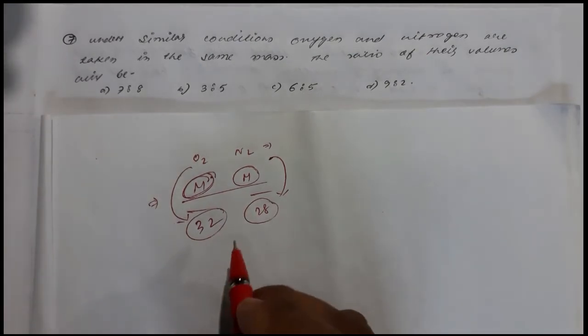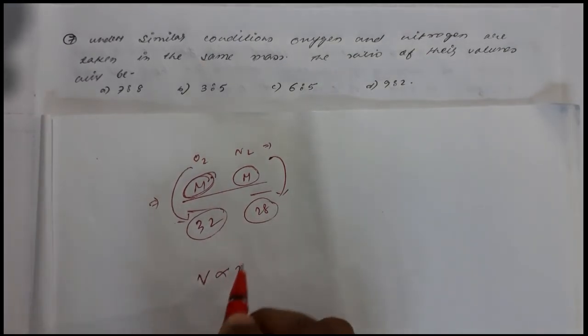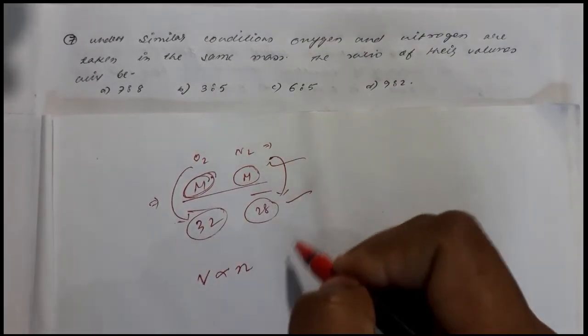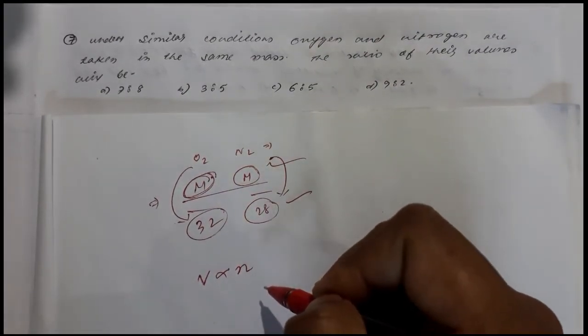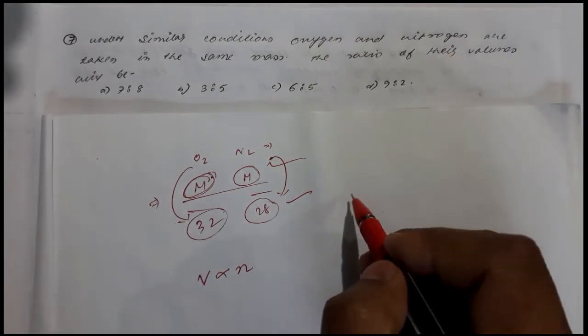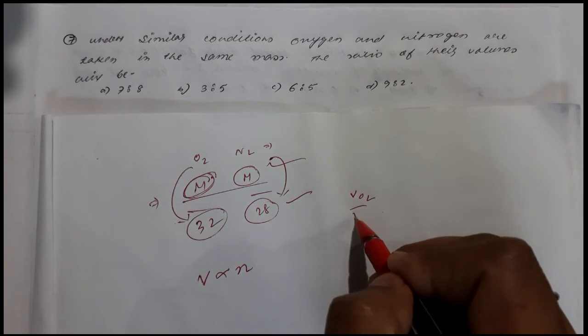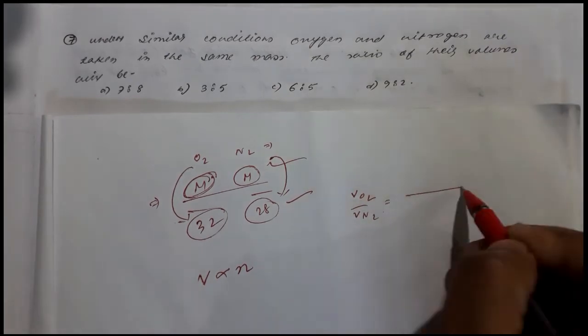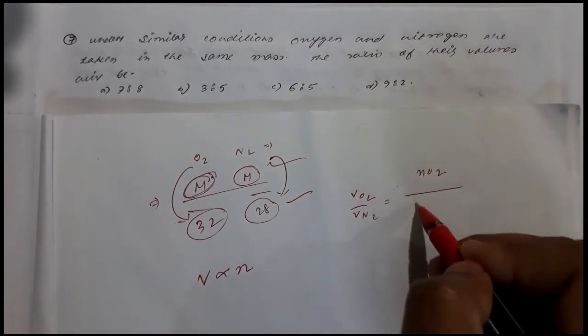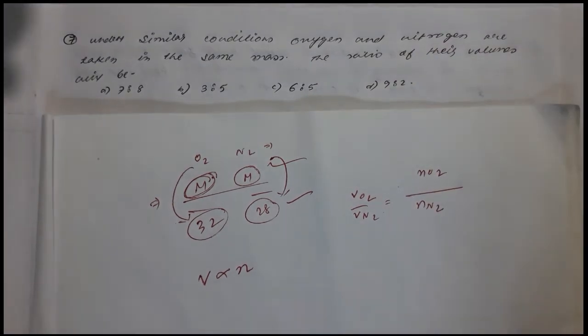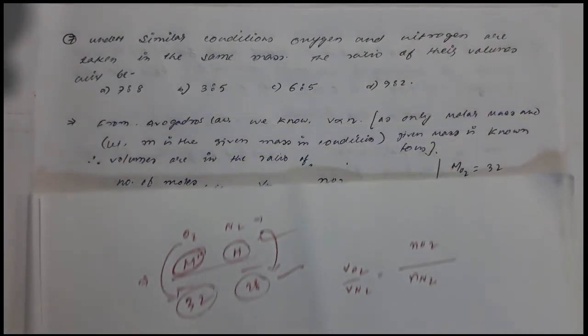Now what do we know from Avogadro's law? Volume is directly proportional to mole, so from these two values we can easily find the moles and take their ratio. So volume of O2 to volume of N2 equals moles of O2 divided by moles of N2. Let's look at the answer; I have solved the question for you.